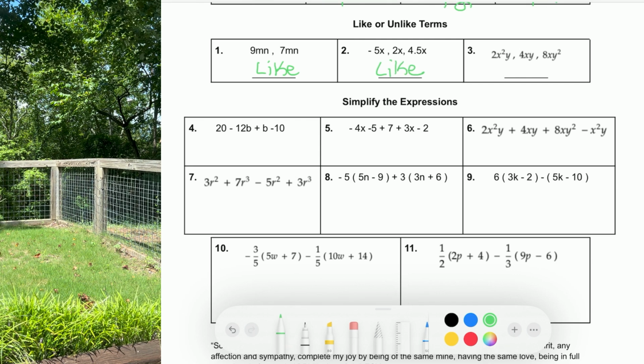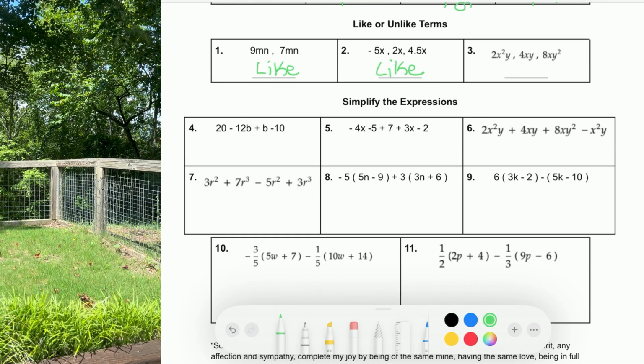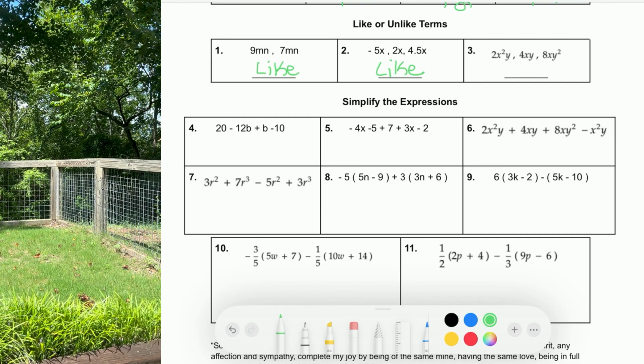Number 3, we have 2 times x squared y, 4 times xy, and then 8 times xy squared. First, let's look and see if we have all the same variables. We do. All of them have an x and a y. Now I need to look at their exponents. Uh-oh, I see a problem. We have an x squared, we have an x to the power of 1, and we have another x to the power of 1. Those are not alike. They would either all have to be x squared or all just x to the power of 1.